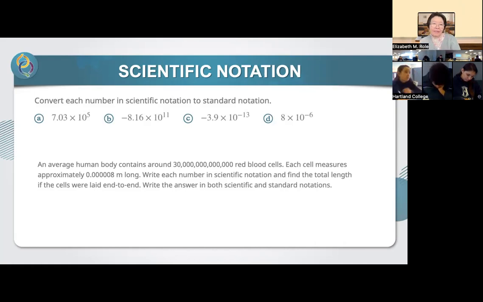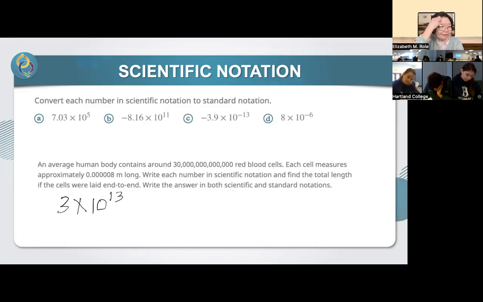All right. So the number of red blood cells in an average human body, how is that in scientific notation? 3 times 10 to the power of 13. All right, so please just count. After the 3, there are 13 zeros. So this will be 10 to the 13.